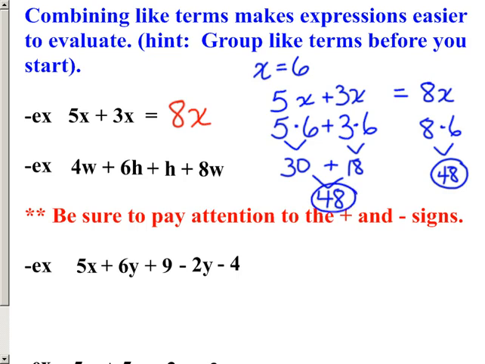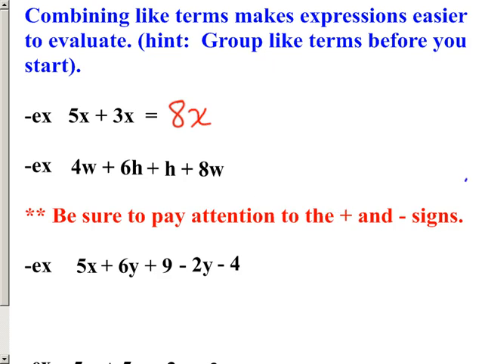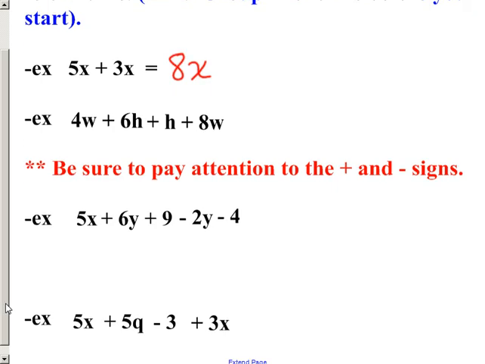And I could choose any value of x. It doesn't matter if it's positive, negative, a fraction, or a decimal. It's always going to be true that 5x plus 3x is equal to the same thing I would get if I simplified it to 8x and evaluated that way. That's why we combine like terms. Let's look at a few more examples.